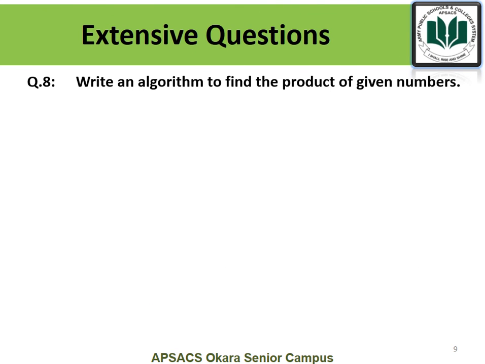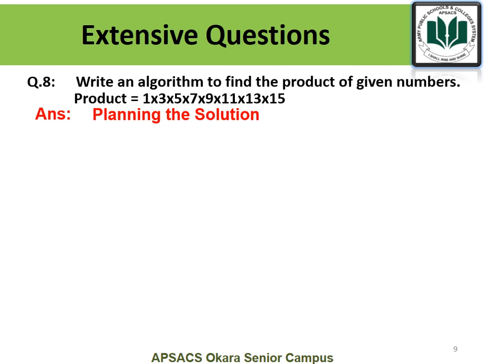Now moving on to problem number 8. For the eighth problem, we will write an algorithm to find the product of given numbers. We have to find the product of numbers: 1 multiplied by 3 multiplied by 5 multiplied by 7 multiplied by 9 multiplied by 11 multiplied by 13, till the number 15. So we will have three stages: input, required output, and processing.